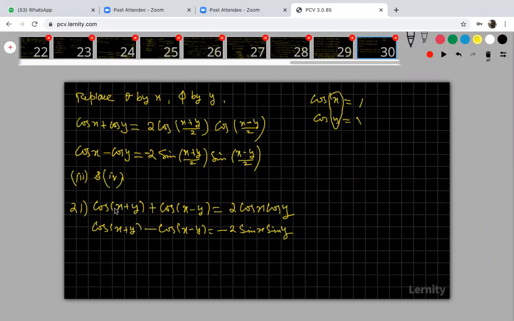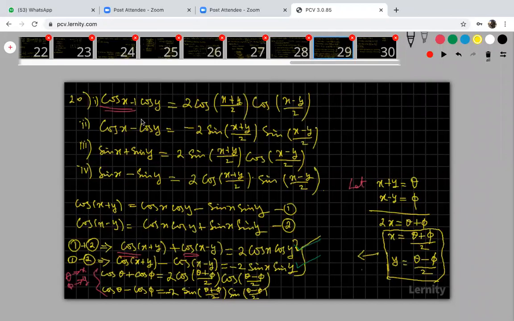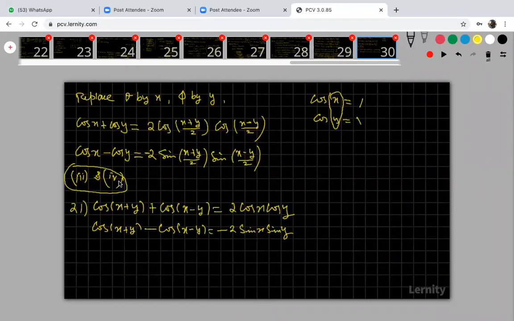Similarly, in the 3 and 4 also we will get two. So here I am proving the first and second, and I am getting these two results additionally. Similarly, if you go for the third and fourth results, you will get two additional results. That is sine of (x plus y) plus sine of (x minus y), that is 2 sine x cos y.